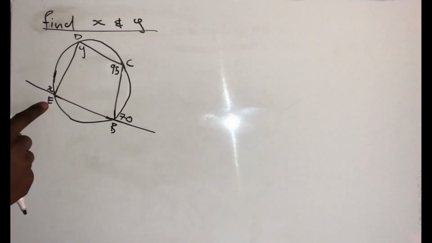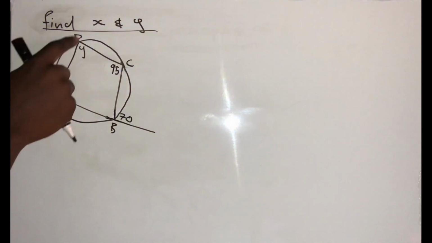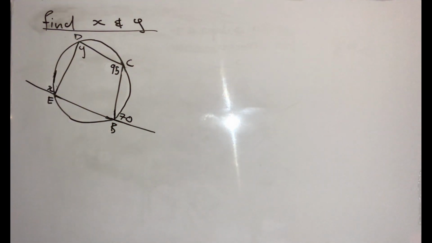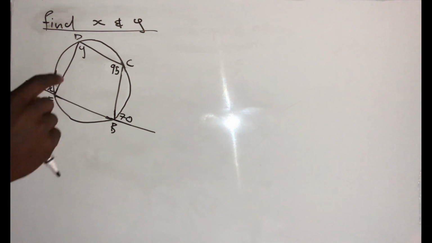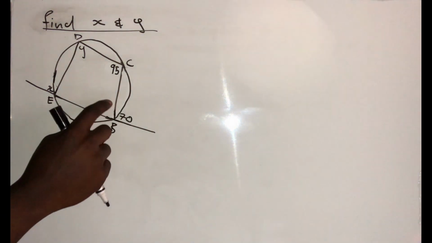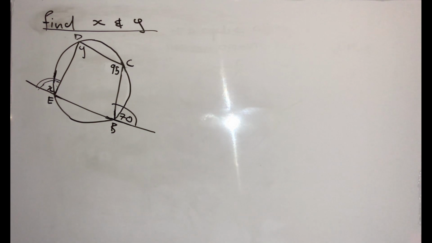So we can see E, B, C, D all lie on the circumference of the circle. That tells us that DCBE is a what? A cyclic quad. And then we have exterior angles. This is the exterior angle and another exterior angle. So now we are asked to find X and Y.